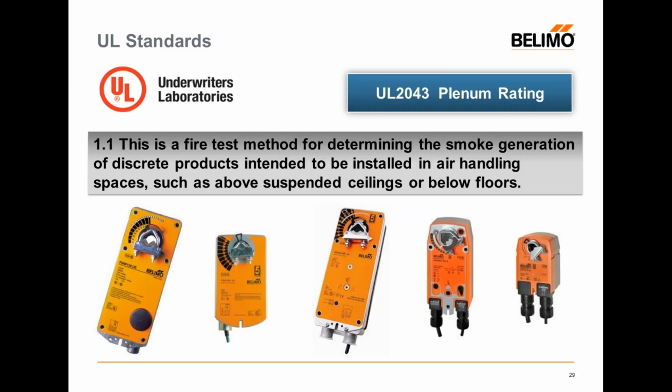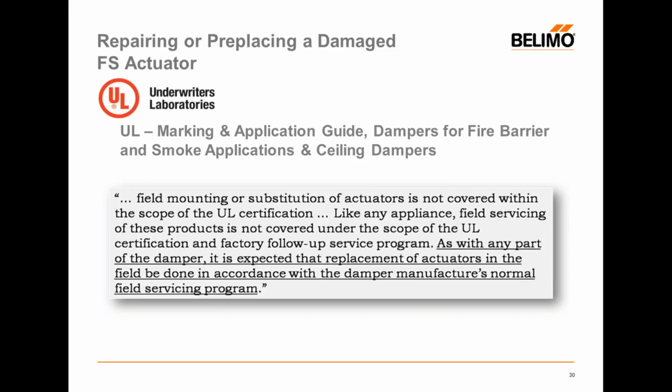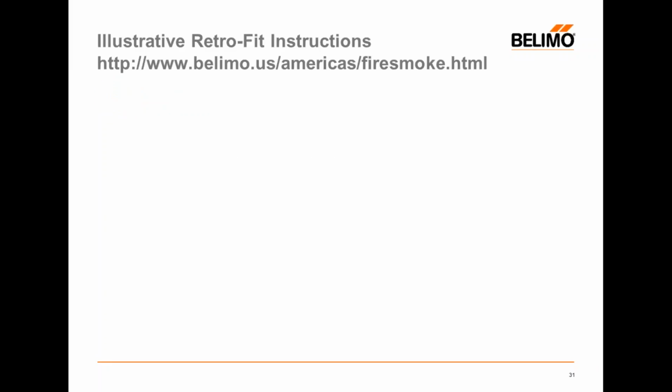All Belimo fire smoke damper actuators are UL 2043 rated for flame spread above ceilings and below floors. There are often questions about Underwriters Laboratory and whether you can replace a fire smoke damper actuator on an existing fire smoke damper assembly. According to UL, as long as the actuators are replaced in accordance with the damper manufacturer's normal field servicing program, it is okay to put new fire smoke damper motors on existing fire smoke damper assemblies without replacing the entire damper assembly, which of course is a whole lot easier than pulling an entire damper assembly out of a wall.